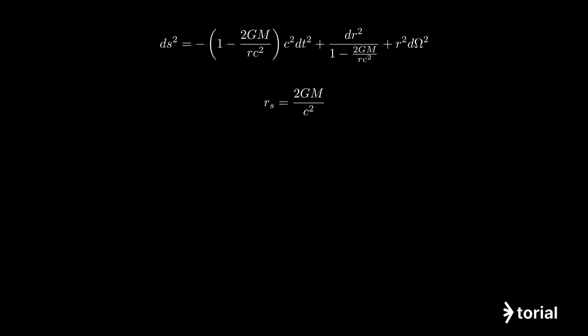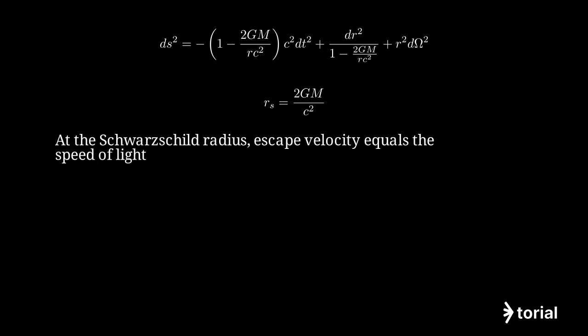The Schwarzschild radius Rs equals 2GM over c squared, defining the event horizon of a black hole. At the Schwarzschild radius, the escape velocity reaches the speed of light, creating a point of no return. A black hole has an event horizon at the Schwarzschild radius and a singularity at its center where spacetime curvature becomes infinite. In 1935, Einstein and Rosen discovered a theoretical bridge connecting two regions of spacetime.